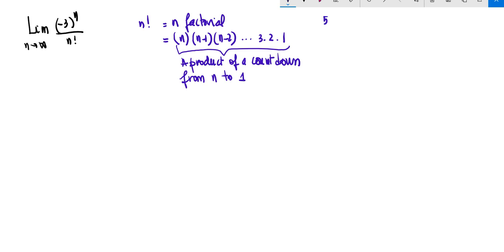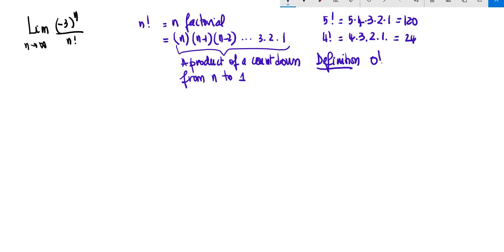So for example, 5 factorial is 5 times 4 times 3 times 2 times 1, and that's 120. And 4 factorial is 4 times 3 times 2 times 1, and that's 12 times 2, that's 24, and so on. Although 0 factorial is not defined this way, we will define 0 factorial to always be 1. Okay, so this is what the factorial is all about.